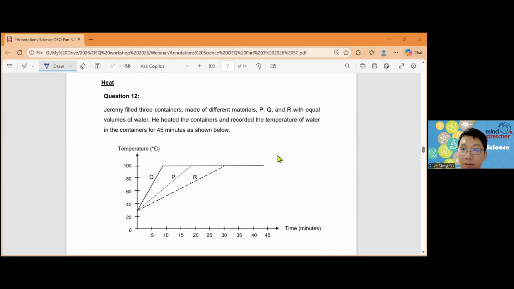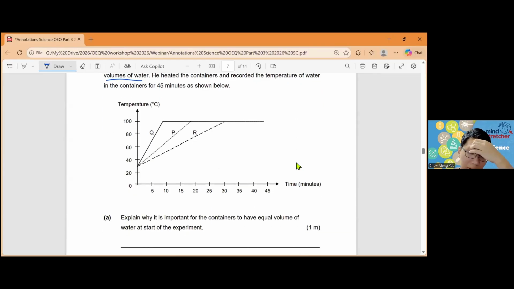So let's go through them. I have three materials, P, Q, and R. All of them have different materials, equal volumes of water, and we are recording the temperature. So explain why it is important for the containers to have equal volume of water at the start. This is the constant variable.